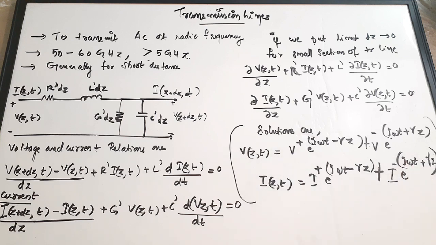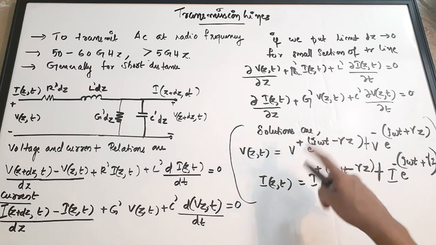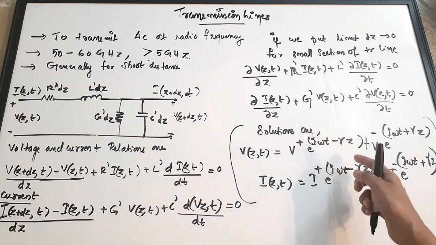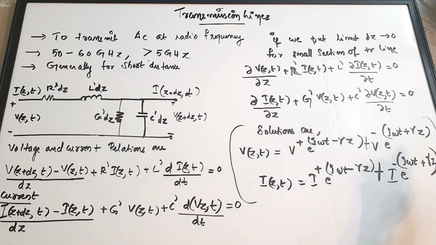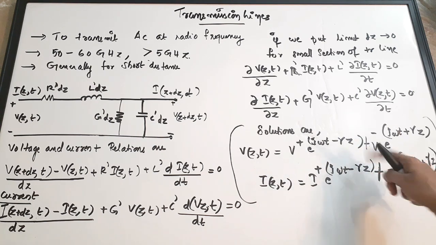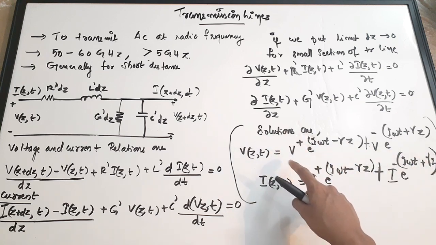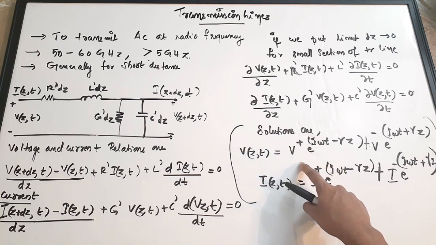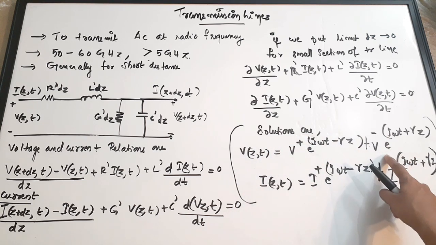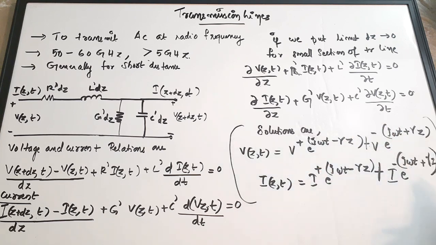So you can say that the solution is the sum of the forward traveling wave in the plus z direction and the backward traveling wave in the minus z direction. If you take this particular equation, V+ is the amplitude of the voltage wave traveling in the forward direction and V− is the amplitude of the voltage wave traveling in the reverse or backward direction.